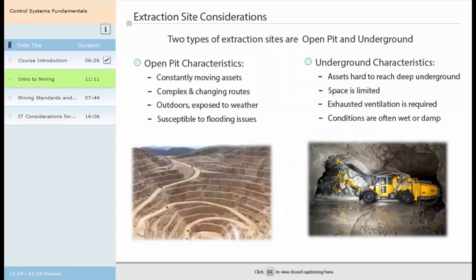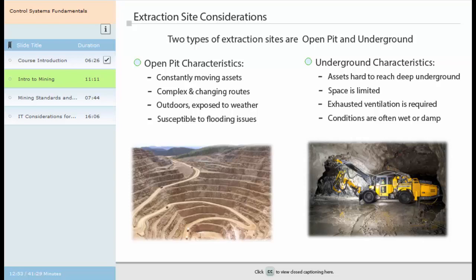At the extraction site, considering the type of site and operation before settling on a network approach is important. Open pit and underground sites each have their own characteristics and unique set of challenges. Open pit. Open pit mining is the process of digging out abundant rocks or minerals found close to the surface of the earth. The removal of these rock and mineral deposits forms an open pit.